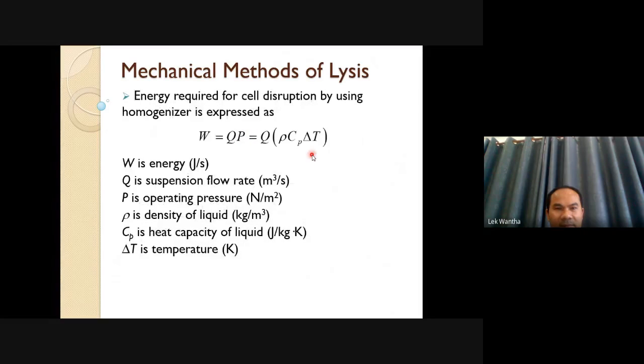Also, you can calculate the energy required for cell disruption. The energy equals Q times P, and that is equal to Q rho Cp delta T, the built-in energy. Q is the flow rate of the suspension, P is pressure, rho is the density of the liquid, Cp is heat capacity, and T is temperature. It may be like M Cp delta T, where Q rho is M.